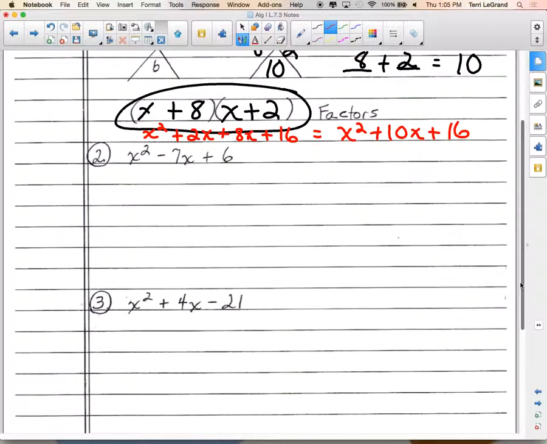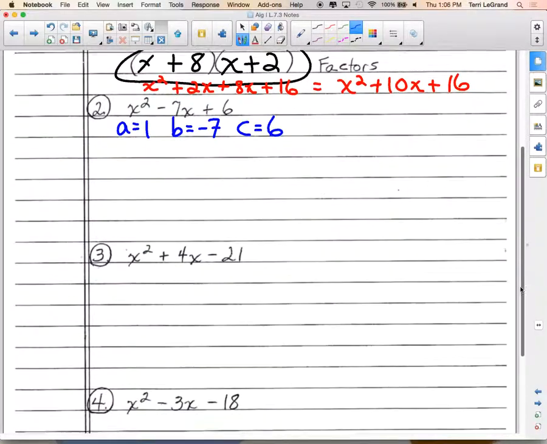Okay, let's move on to the next one. What's our first move going to be? Identify A, B, and C. I'm going to write down what A, B, and C are. Today, A is always going to be 1, but it won't always be 1 other times. So, am I right? Is A 1, B negative 7, and C 6? Why is B negative 7?